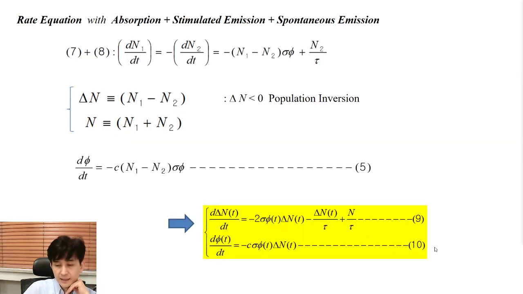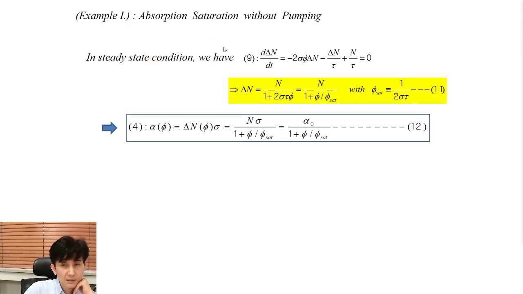Equations 9 and 10 are the two equations we like to use. In a steady state, dn over dt becomes 0 and d phi over dt is 0 as well. So we can consider the steady state condition, and then we can take dn over dt equal to 0.